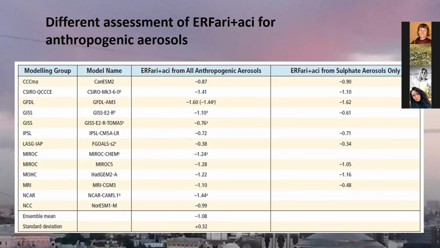And speaking about both the direct aerosol-radiation and the indirect aerosol-cloud interaction, we have different estimates from different chemical climate models from different modeling groups, which are shown on the left side. This is information from the IPCC 2013, and you see that the ensemble mean of this value is minus 1.08 watts per square meter, but it differs on a very large scale.